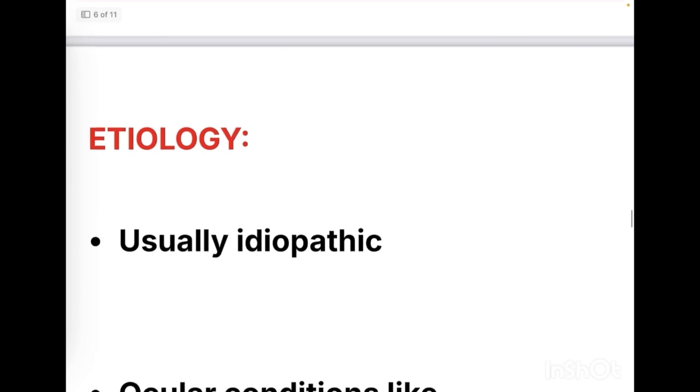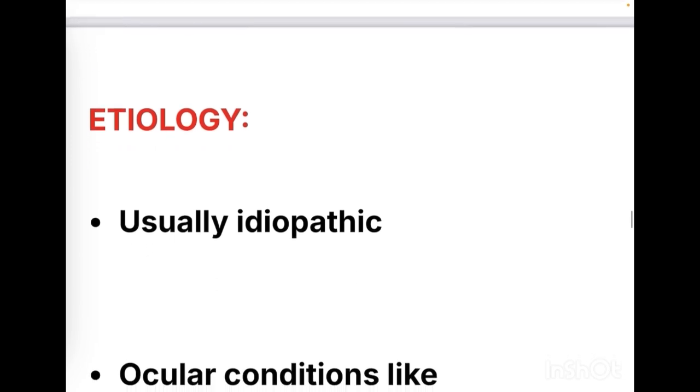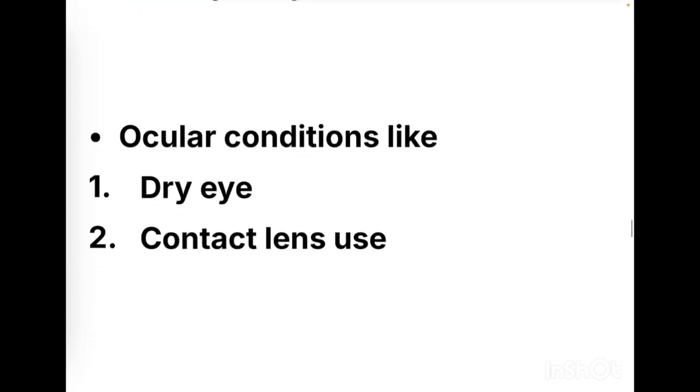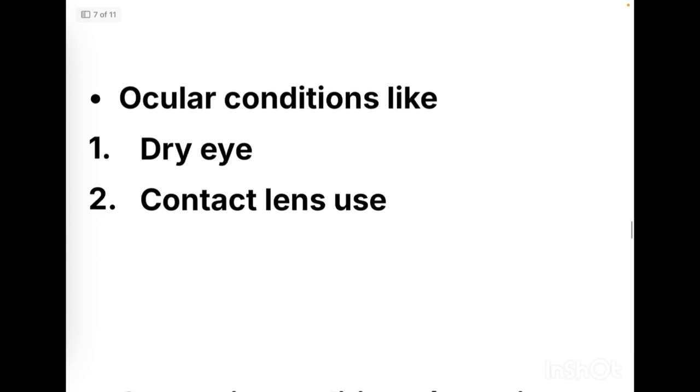Now we'll see the etiology of episcleritis: why episcleritis happens, what causes the episcleral tissue to get inflamed. Usually it's idiopathic, that is, there is no underlying cause. Just as sometimes in other parts of the body we have inflammation, like that the episcleral tissue has inflammation on its own without any underlying cause. In some patients, there will be ocular conditions like dry eye and contact lens use, which can predispose to episcleritis.